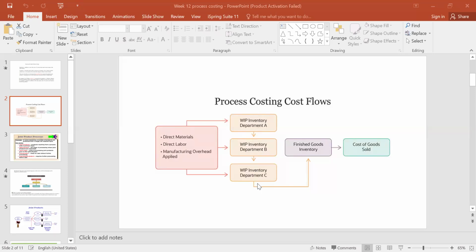These departments process to produce a product. Then it is sent to the finished goods inventory, and then cost of goods sold or the final product. So at every step, something is done to produce the product completely. This is the system and flow of process costing.